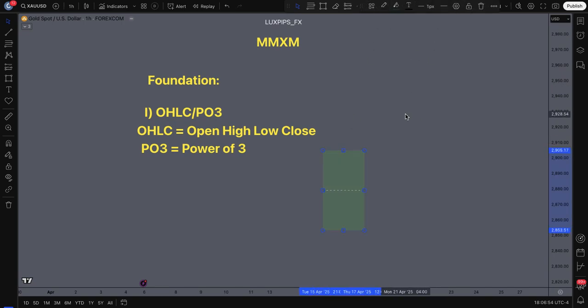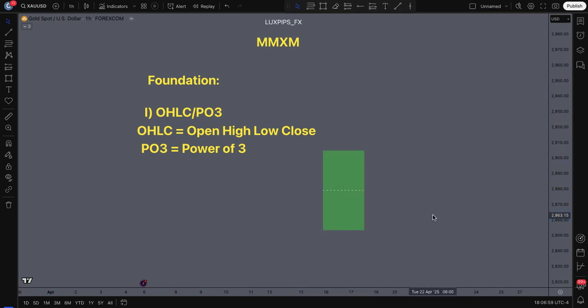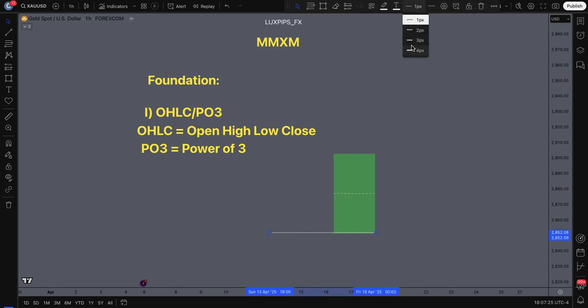Let's make this green, because most people have green bars for bullish. Okay. So you're expecting this to happen on the day that you're trading. So where is the open on a bullish candle? It's right here. Okay, make it a little thicker so it's nice and visible. Open.